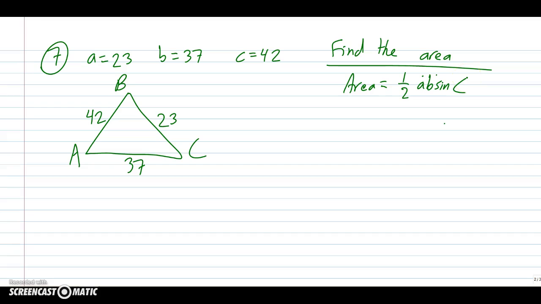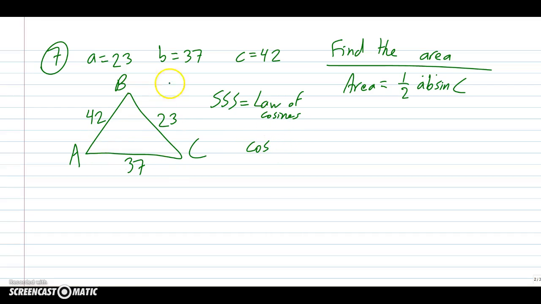Okay? This is all fine and dandy, except we have all three sides. We're missing an angle, which we need in order to take the sine. So we're going to have to use whatever we have. We have all three sides, which tells me we're going to be using the law of cosines, the slightly more complicated version. Since we're missing an angle, we're going to use the modified version of the law of cosines.